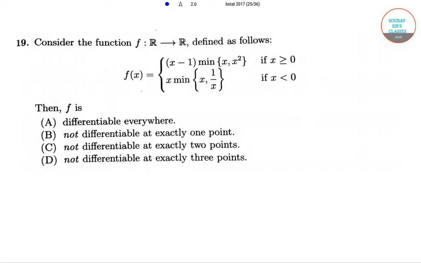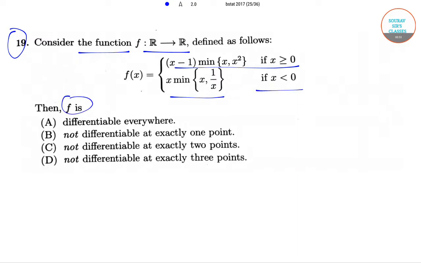Today we'll be solving the ISI Bstat question paper of year 2017. Let us start with question number 19. In question number 19 it has been said that we need to consider the function f which goes from R to R and is defined as follows. f of x is equal to x minus 1 into minimum of x or x square if x is greater than or equal to 0, or f of x is equal to x into minimum of x comma 1 by x if x is less than 0.